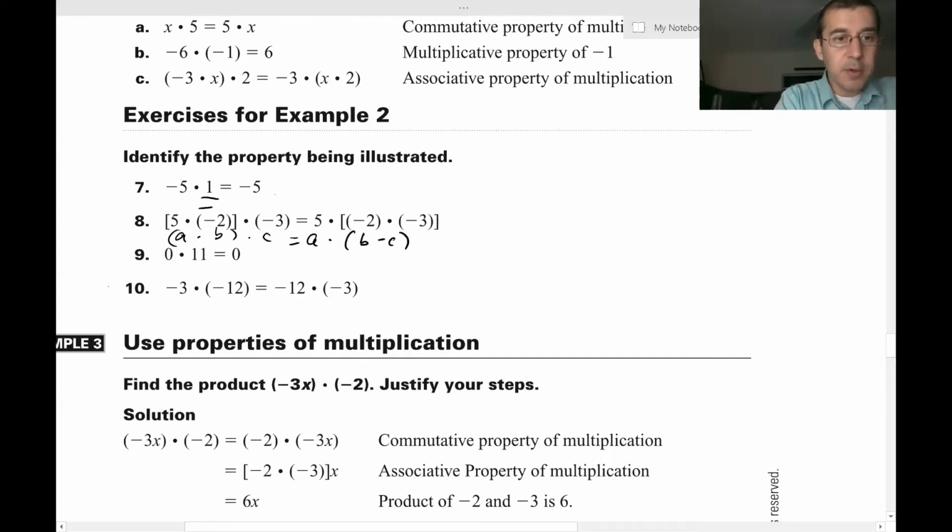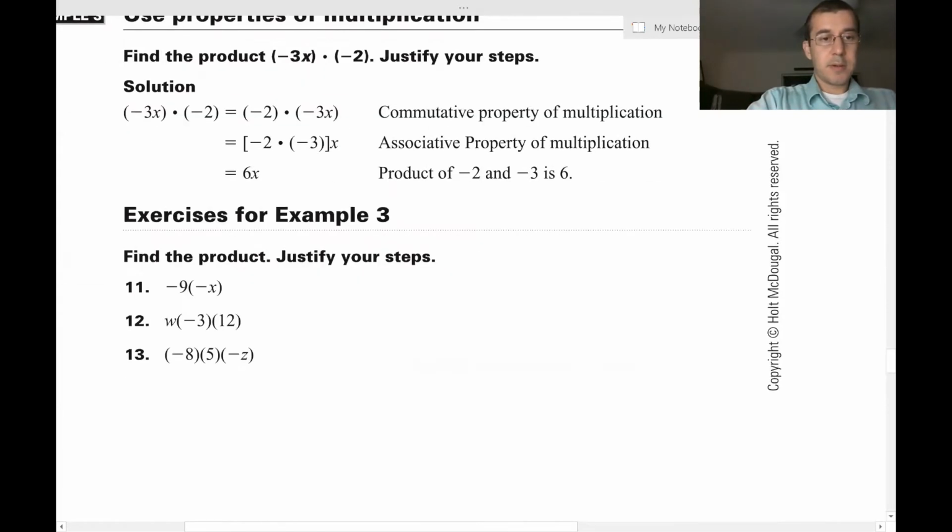Okay. Number 9, this is the multiplicative property of 0. A number multiplied by 0 is 0. Any number multiplied by 0 is 0. Number 10, this is the commutative property of multiplication. This is the same as a times b equals b times a. Okay, next is 11.